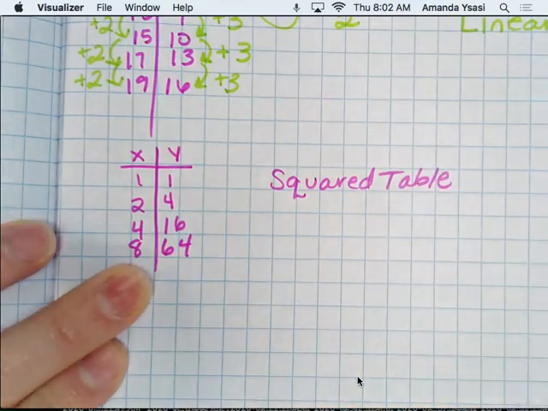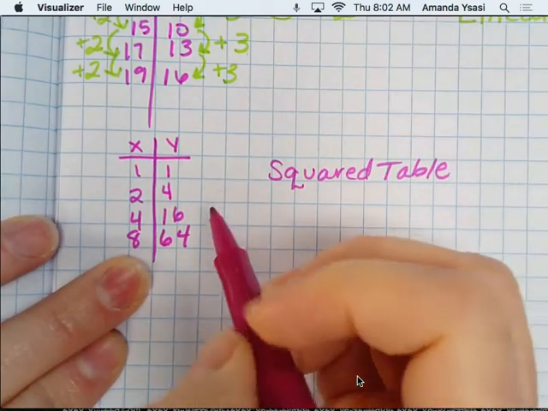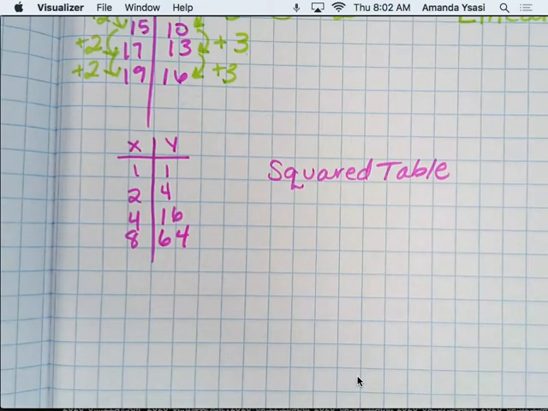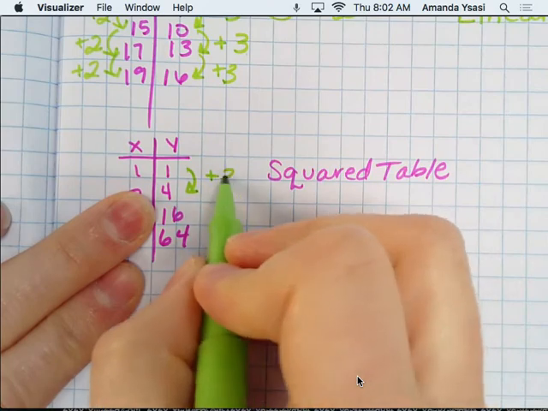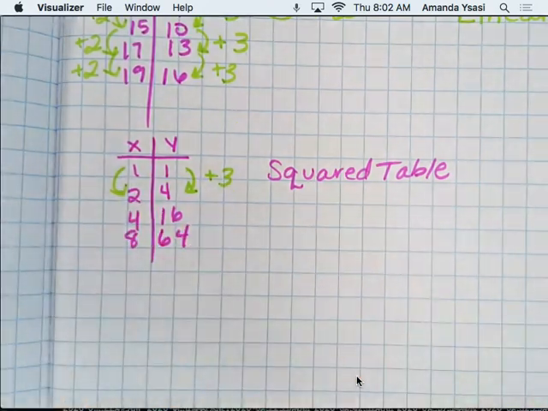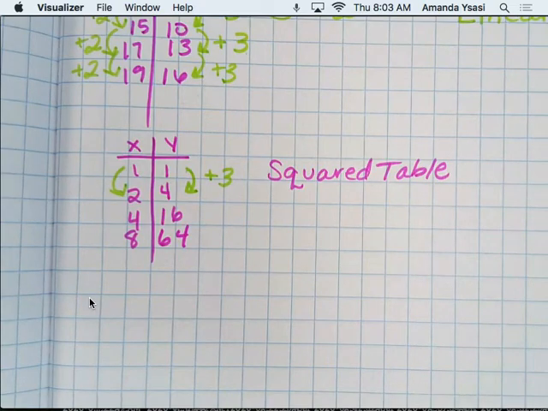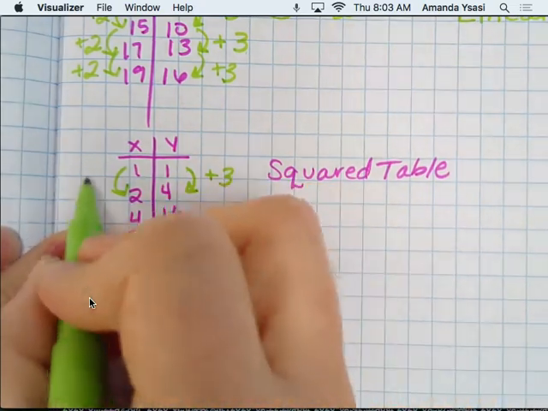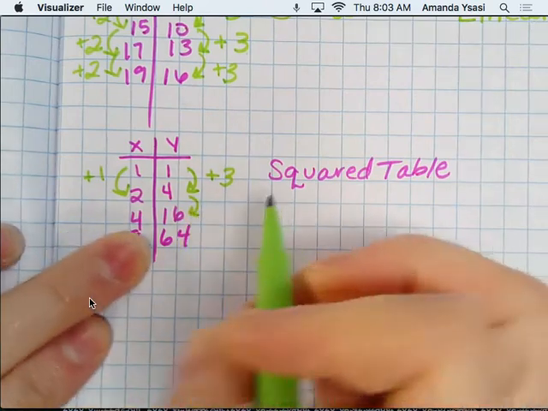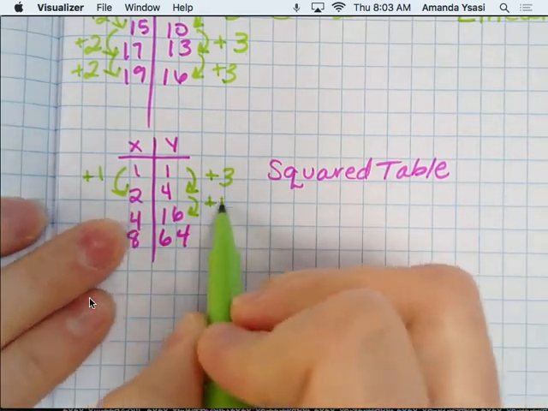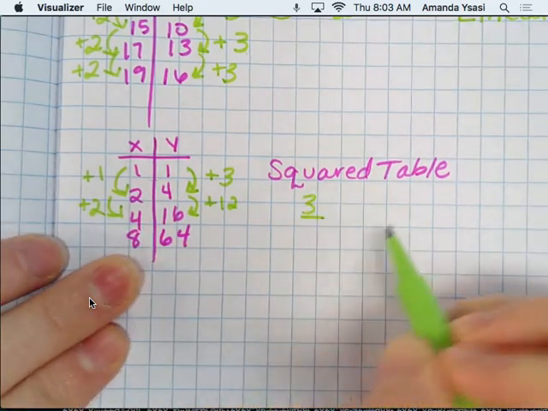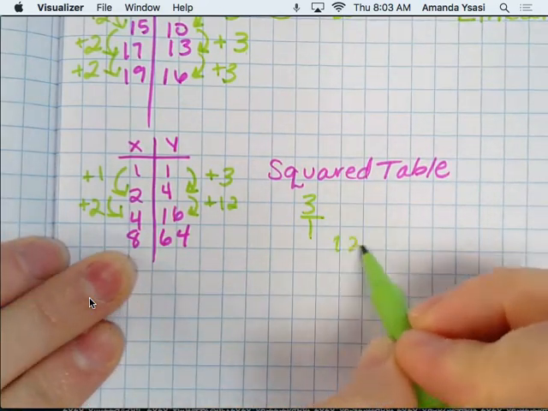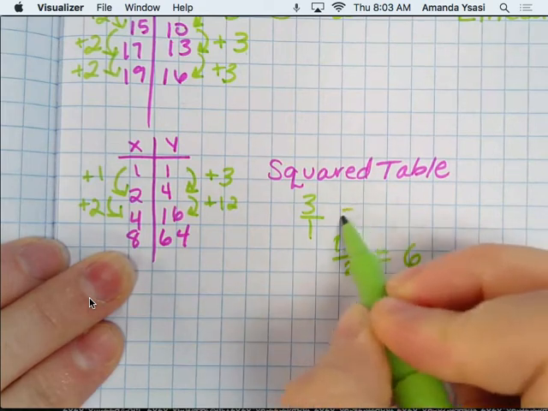Would a squared table be linear? Is it increasing by the same amount? Remember, just like with arithmetic sequences, you're adding or subtracting by a constant. Same thing with linear. This one, you have to add or subtract by a constant. This would be plus 12 over plus 2. So that's 3 over 1, 12 over 2, which equals 6.